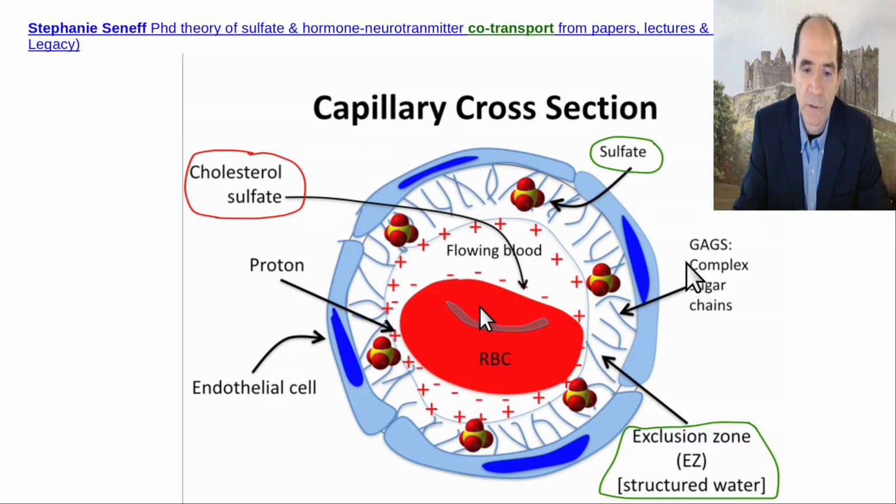Okay, here's just a red blood cell traveling through a capillary, and there'll be a zeta potential on the capillary wall. These are cholesterol sulfates. They'll have a negative charge as well.